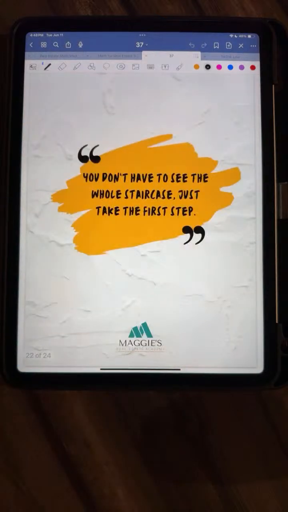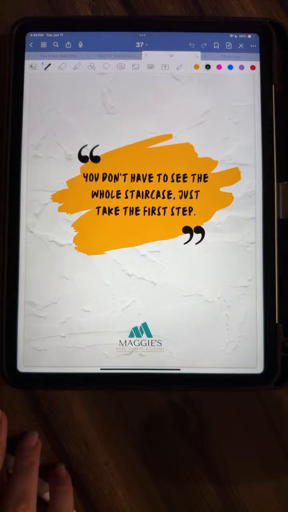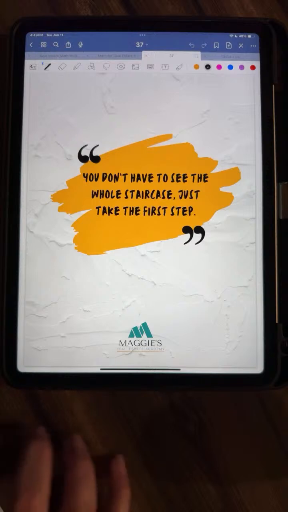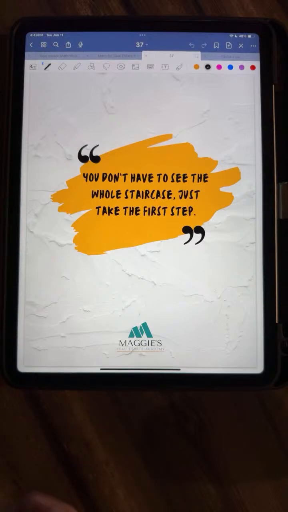Here is your quote for today. You don't have to see the whole staircase. Just take the first step. So if you are struggling with the concepts and learning and practicing them, I want you to understand that you need to have your vision, right? What is your vision? If you can see your vision, you can get there. So make sure to take the first step and work every day to get to your goal.